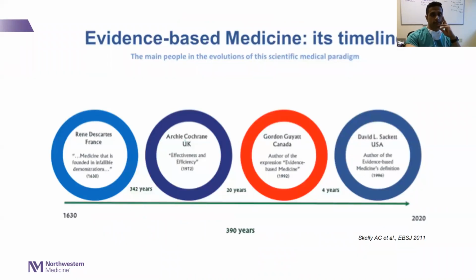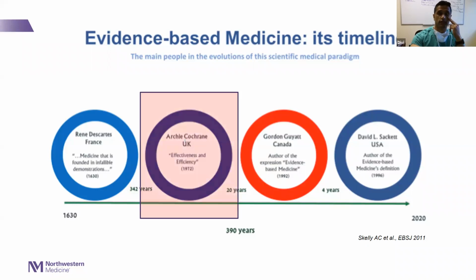The timeline of evidence-based medicine kind of starts with Descartes, as we talked about, and then more recently, in 1972, Archie Cochrane, and you may be familiar with that name because of Cochrane Reviews. He was a Scottish physician who wrote this book about effectiveness and efficiency in 1972, and he further defined what studies in evidence-based medicine, how it should be structured.